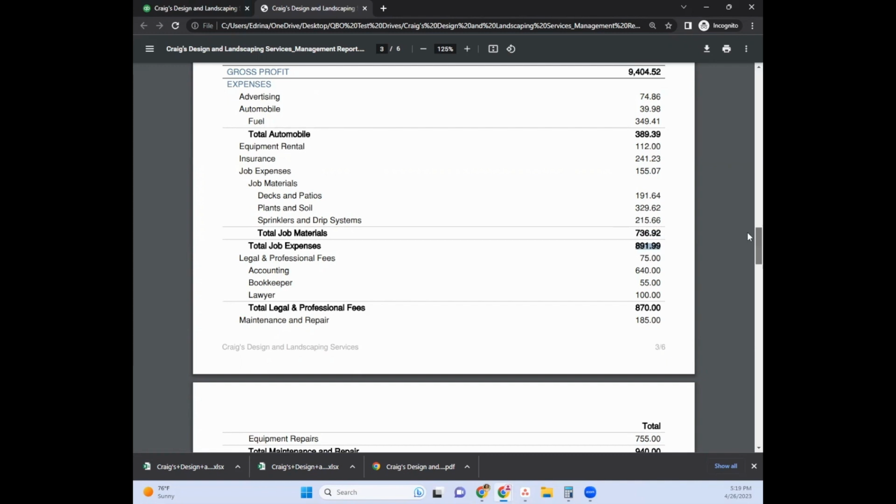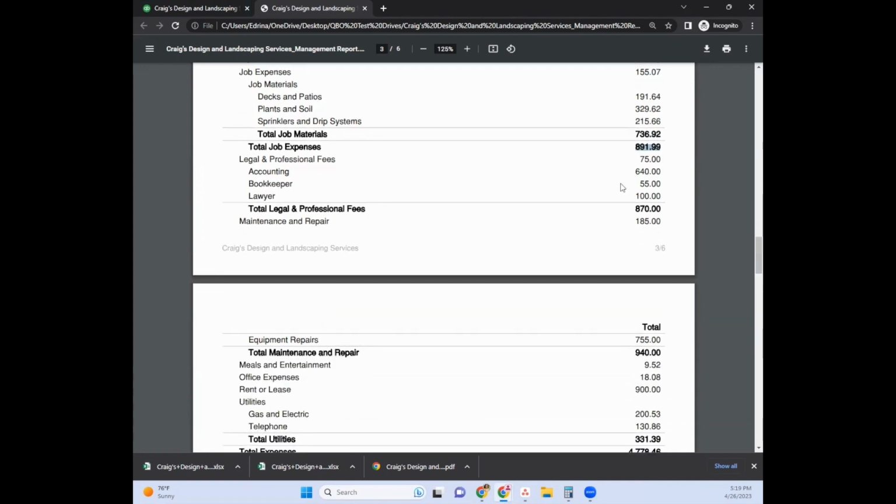Now we move on to the category for legal and professional fees. And there's probably just a small fee there for whatever legal fees came through. Accounting is usually broken out. Bookkeeper is sometimes broken out as well. And lawyer is oftentimes broken out.